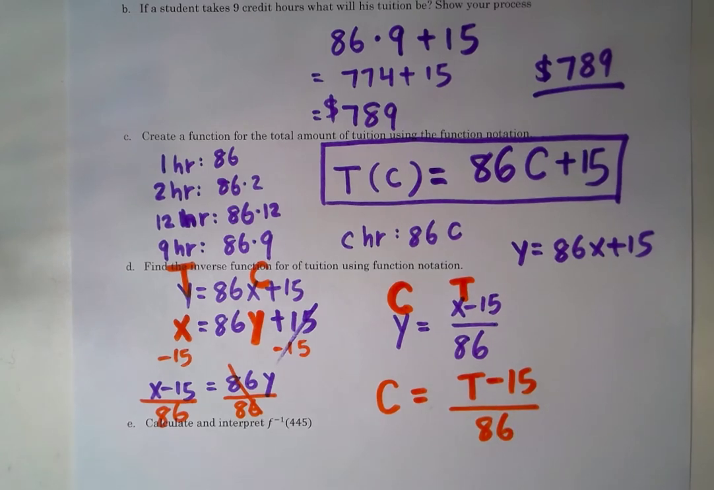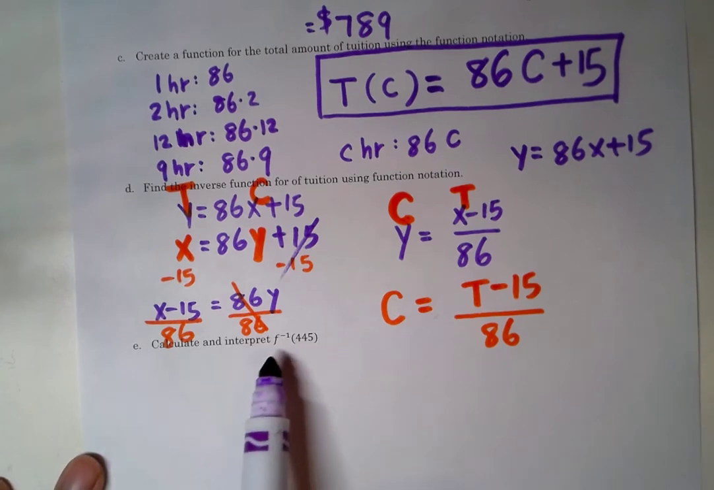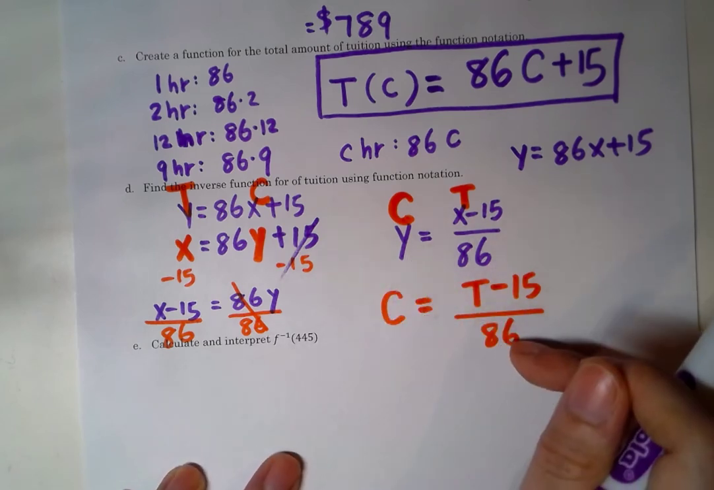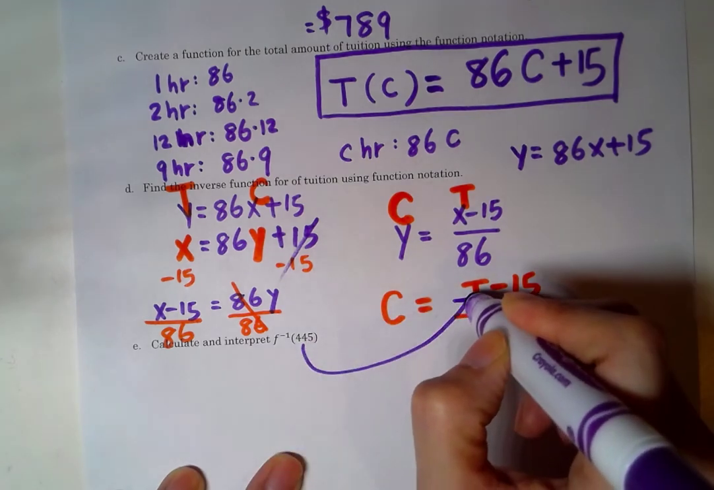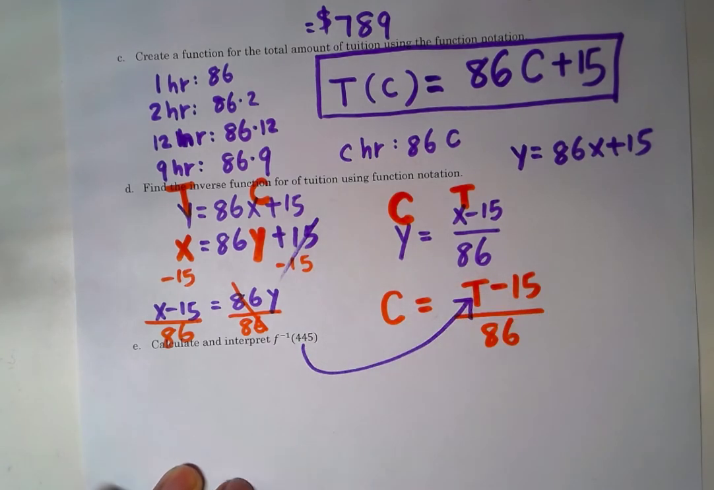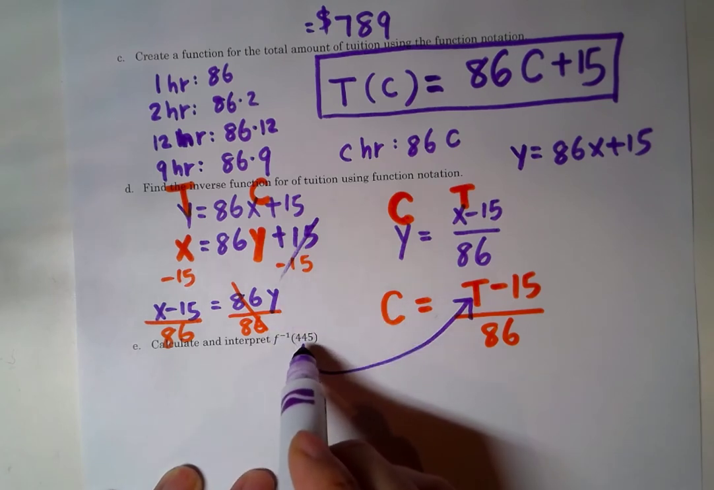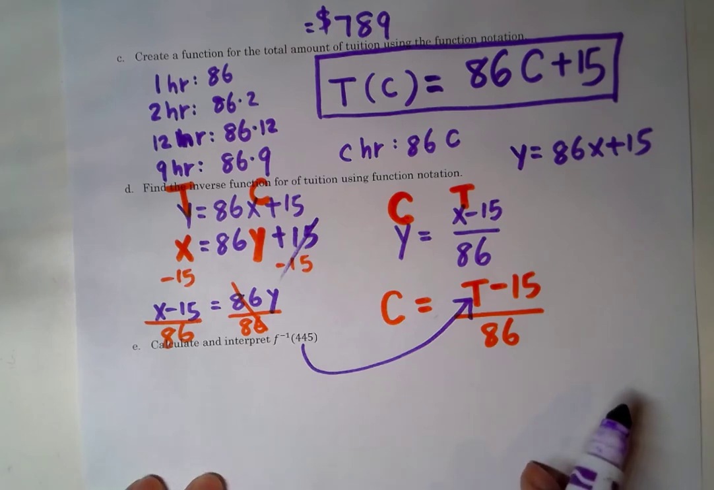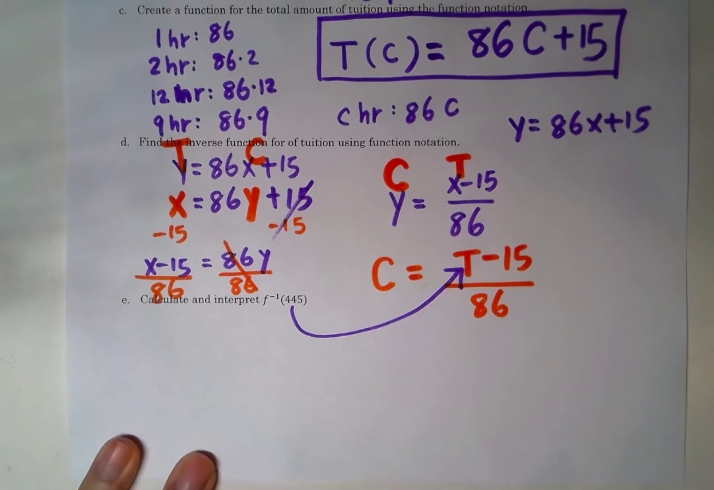Okay? And then look at E. Calculate and interpret f inverse of 445. So we got the inverse function already. So you just put 445 into t, and then you will get the credit. So 445 means that's the total tuition of one student, and then how much credit the student's taking.